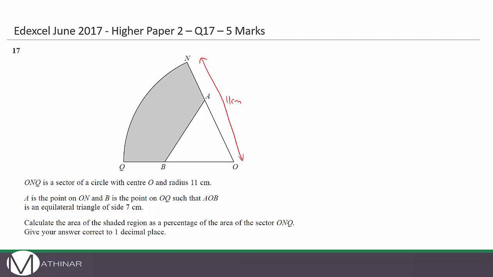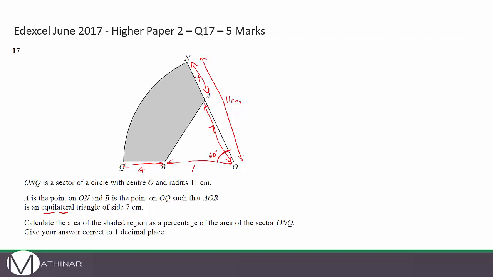A is a point on ON and B is a point on OQ such that AOB is an equilateral triangle of side 7. Okay, so this is 7, which means that this must be 4. And this is 7. And this is the radius, so the whole thing must be 11, so this bit must be 4. And OQ is 11. We're also told it's an equilateral triangle. So in an equilateral triangle, all of the angles are 60 degrees.